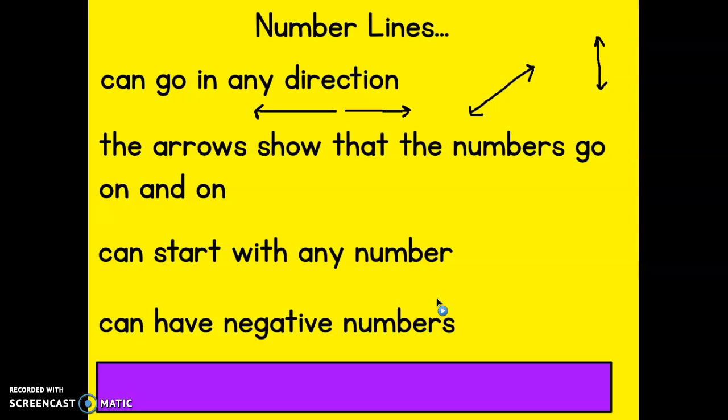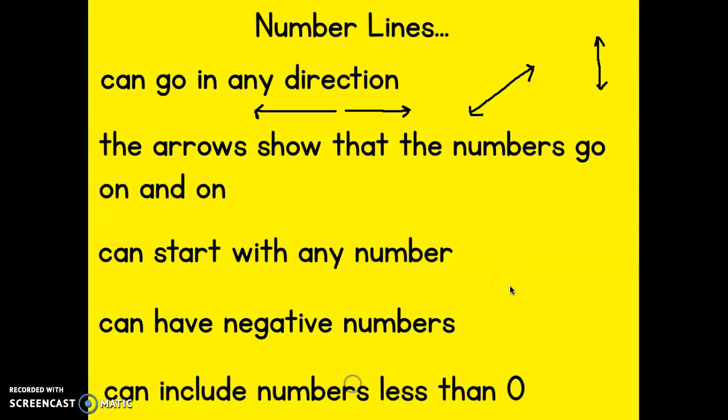They can have negative numbers. And here in North Dakota, we know a lot about negative numbers because our temperatures get so cold in the wintertime that we get to practice negative numbers. Number lines can also show those negative numbers and can include numbers less than 0. And of course, that's what a negative number means. If it is less than 0, then it is a negative number.